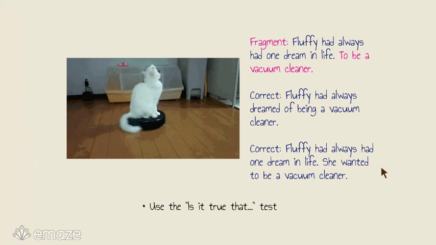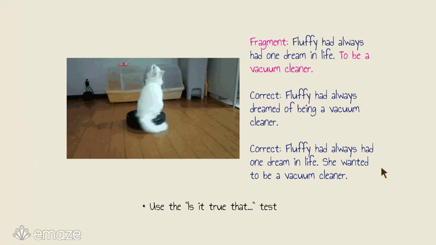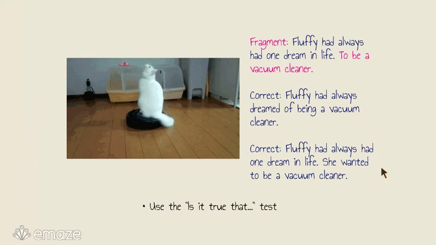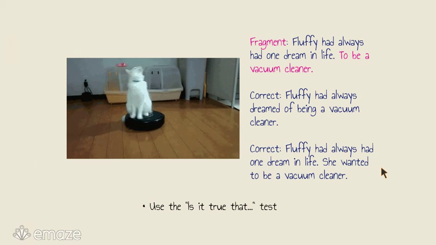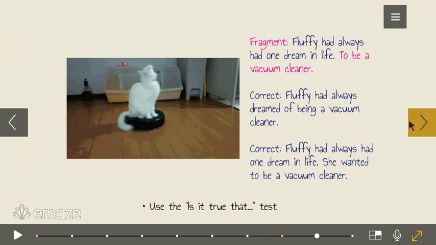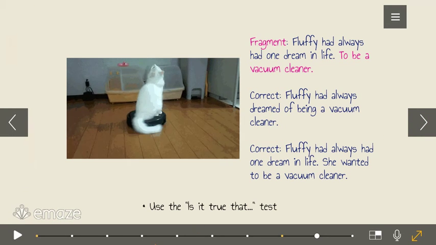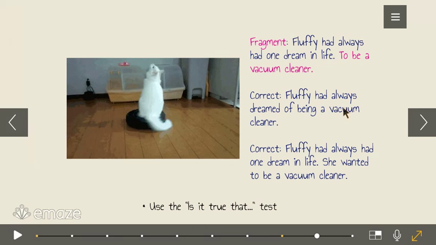If you're not sure if something is a fragment or not, try using the "is it true that" test. In other words, what you do there is add the phrase "is it true that" in front of whatever it is you suspect of being a fragment and see if it makes sense. Okay, so I know that this second example is correct. So if I put "is it true that" in front of it, that'll make sense. Is it true that Fluffy had always dreamed of being a vacuum cleaner?